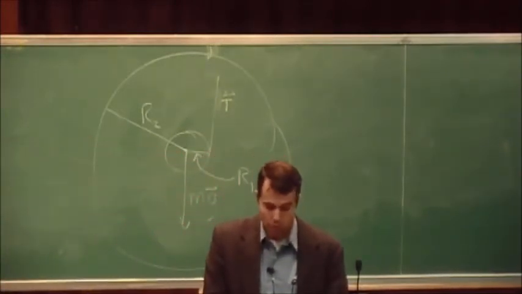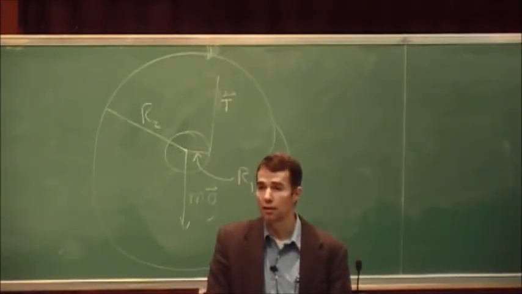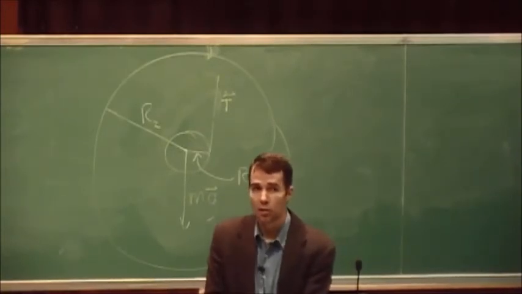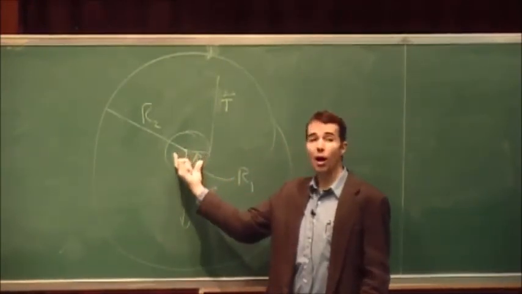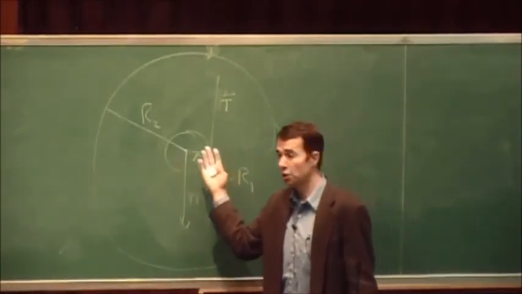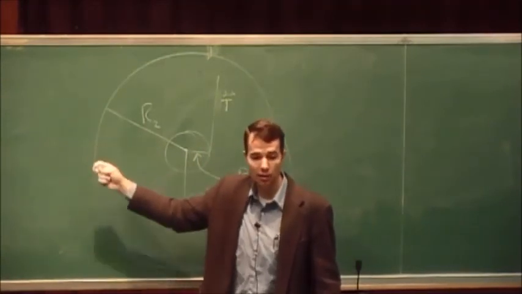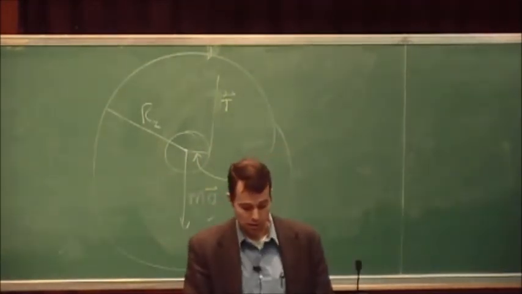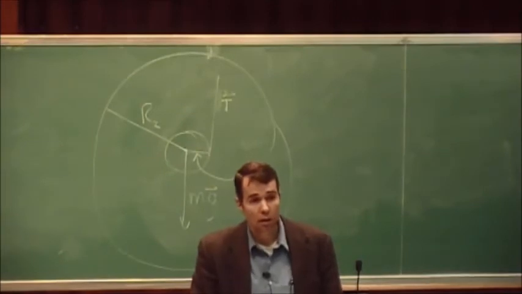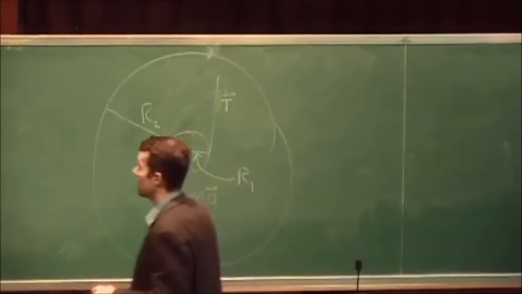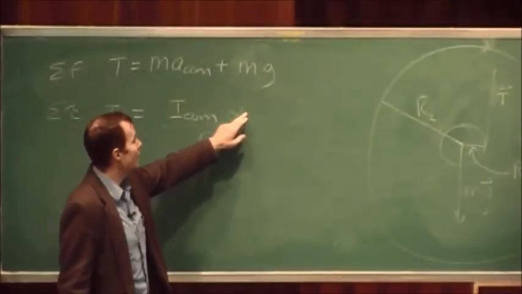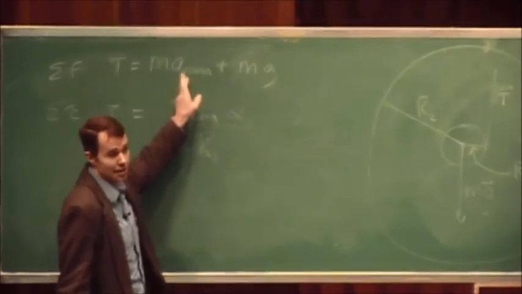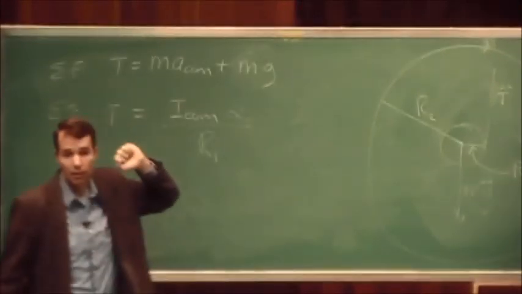That's really important to understand. Right, so we're exerting a tension on a much smaller radius than the actual radius of the disk. Okay, the next thing, alpha. How am I going to find alpha? I want to write alpha in terms of A as center of mass. How am I going to do that?